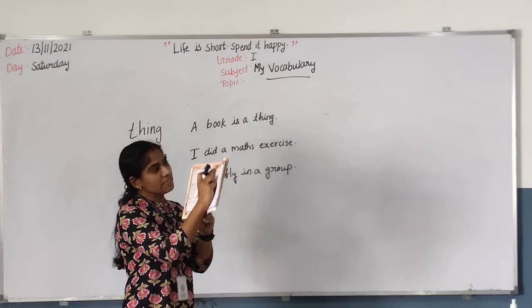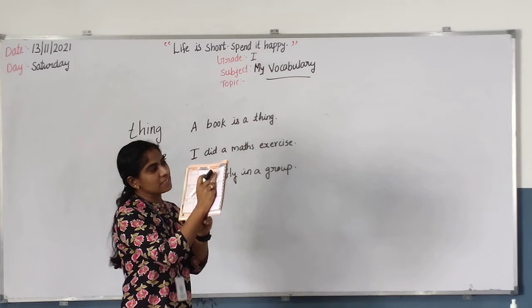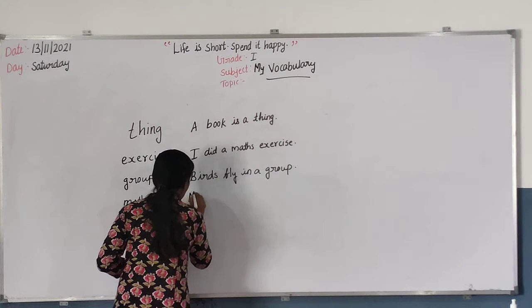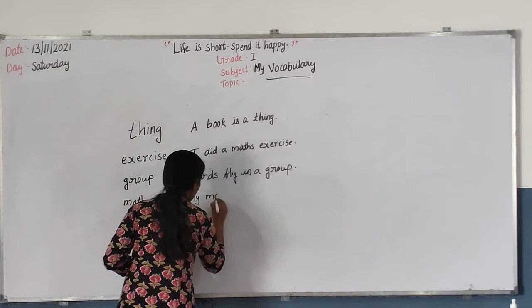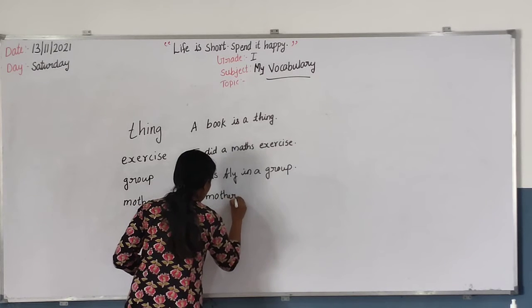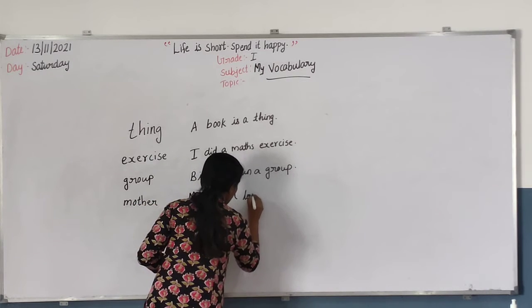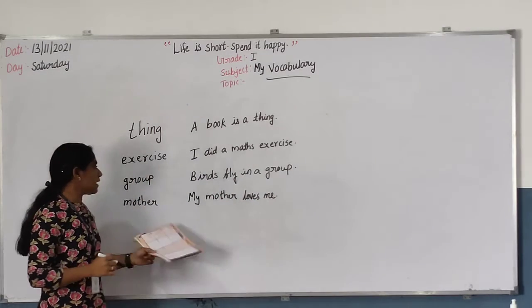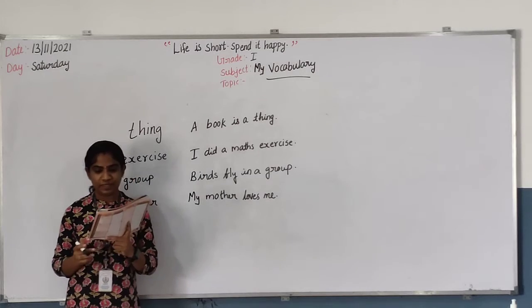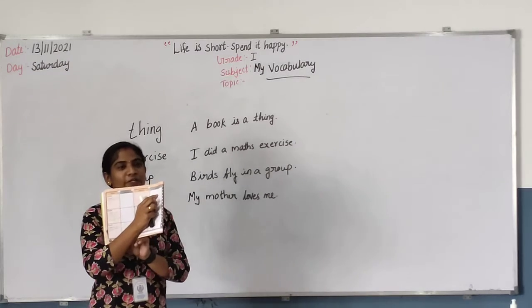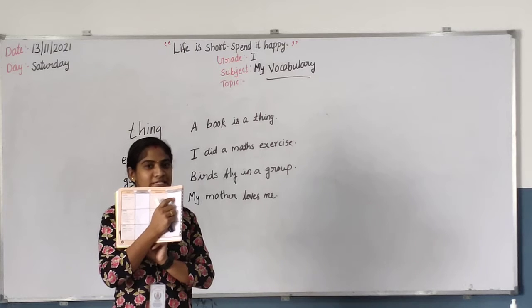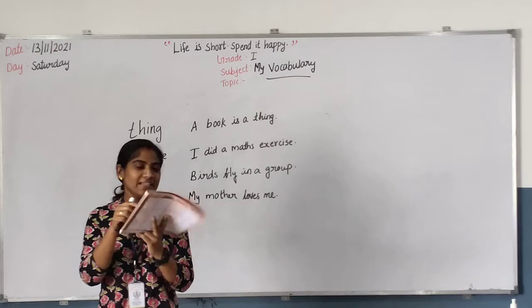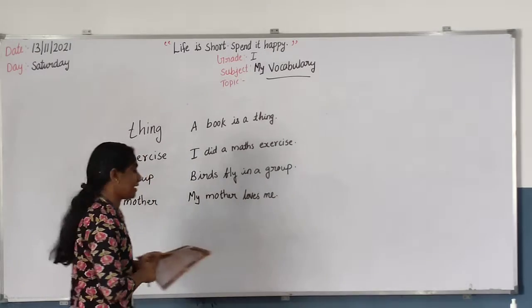Then write the sentence: My mother loves me. Rewrite the sentence. My mother, M-O-T-H-E-R, mother, loves, L-O-V-E-S, loves me. My mother loves me. Then we will draw or stick your mother's picture, okay? Mother's photo here. Then next is family.